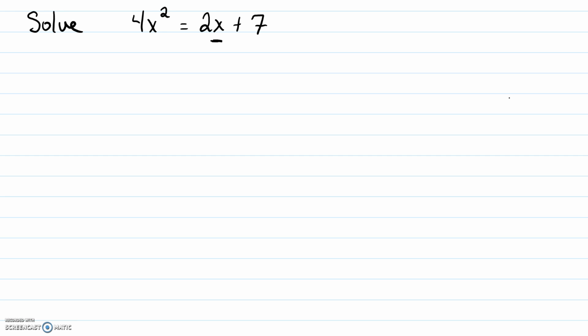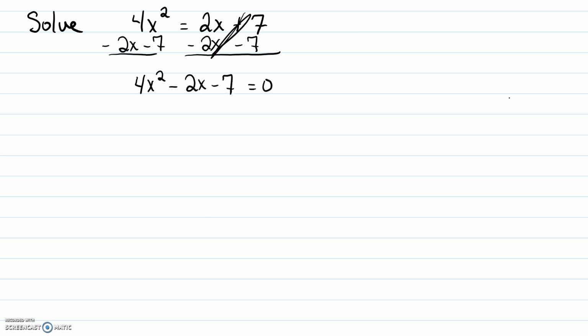So moving along, we're going to either factor or use the quadratic formula. For both of those, we need to move all terms to one side. Move terms so that your x squared term stays positive. So we're going to move the 2x and the 7 over to the left-hand side. Make sure when you rewrite, put it in descending order. So 4x squared minus 2x minus 7 equals 0.